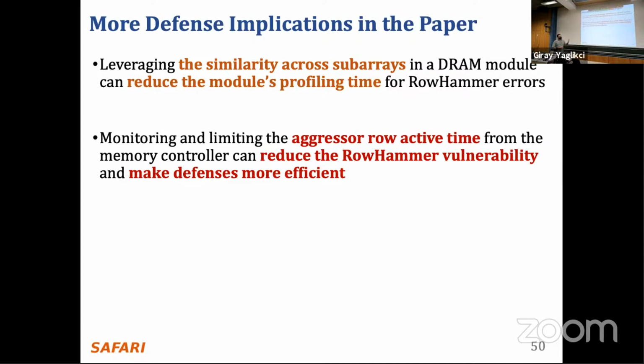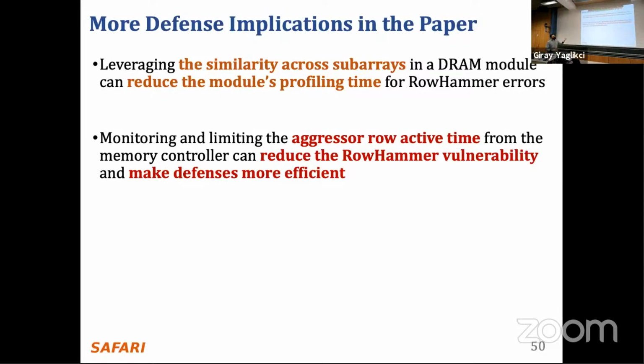So this is again going back to the effect of aggressive row active time, right? And yeah, it is a consistent trend across all manufacturers that when you keep aggressive rows active for longer, then you're more vulnerable to RowHammer. So how can you reduce that? It's really hard to reduce it in the DRAM chip. So maybe you can have some mechanism that communicates between the DRAM chip and the memory controller.